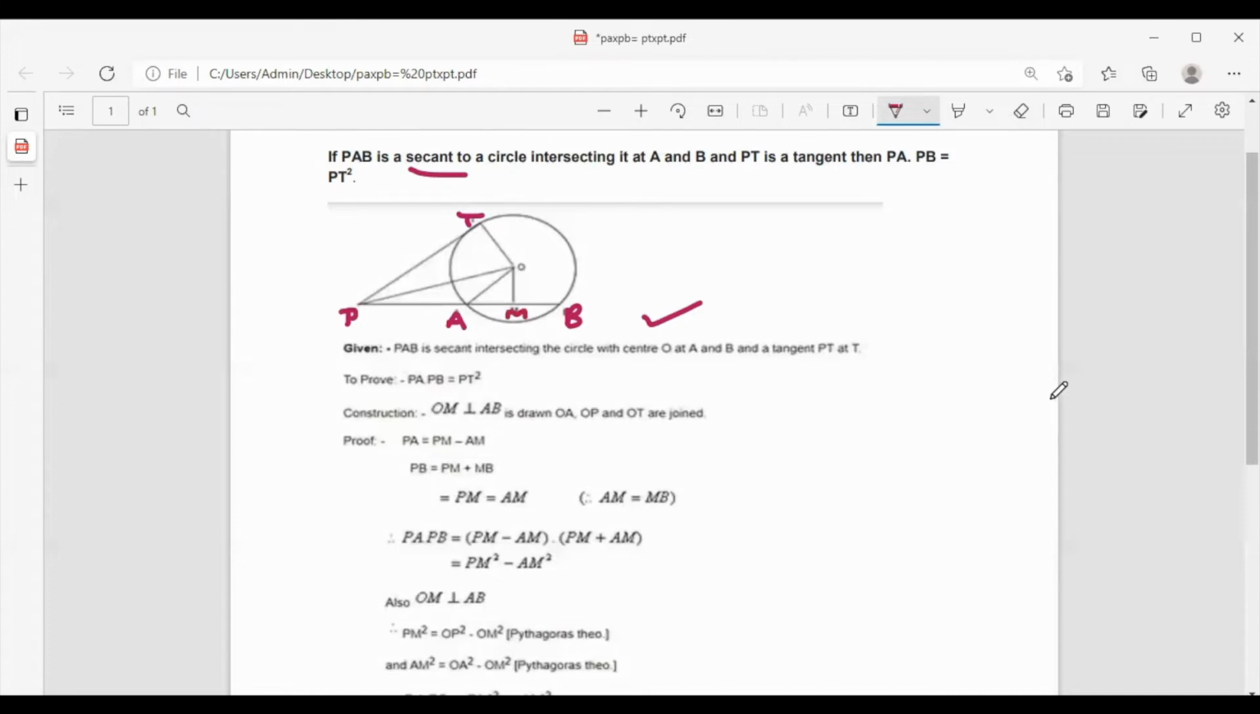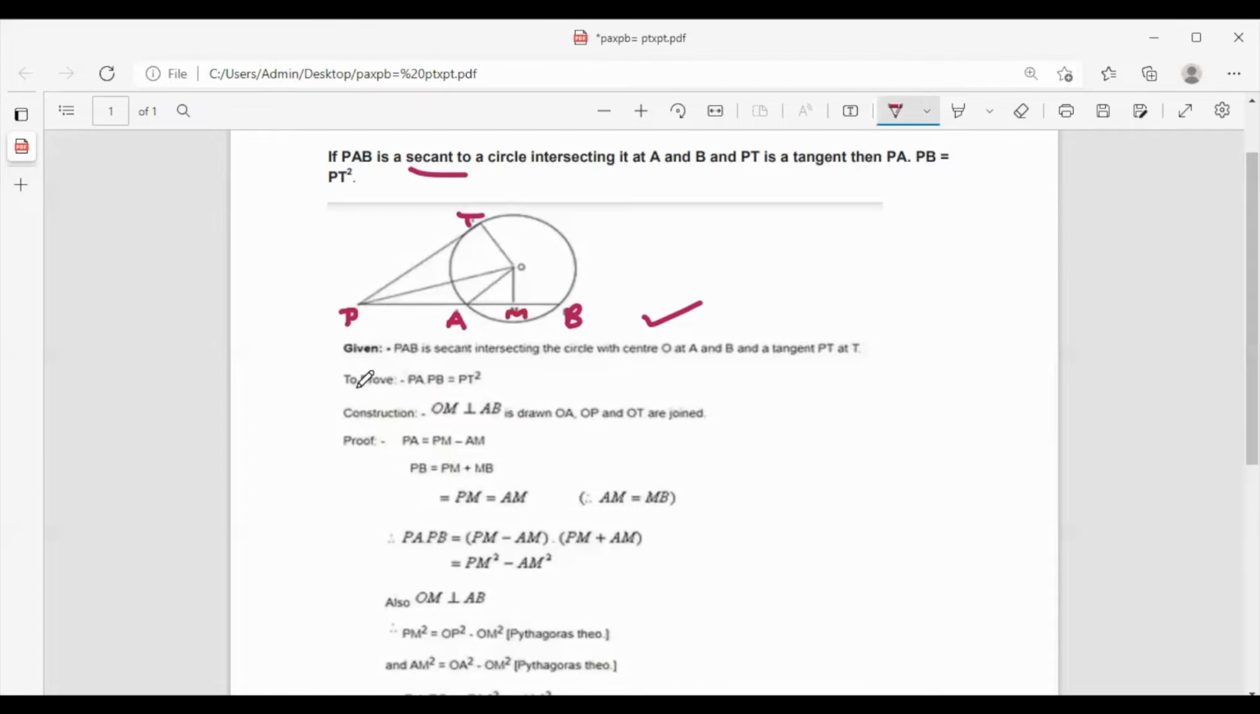First, I want you to understand the main difference between a secant and a tangent. A secant intersects the circle at a minimum of two distinct points. You may wonder whether chords are secants or not. Yes, chords are secants, but when extended. A tangent touches the circle at one point. So PT is a tangent and PAB is a secant. Now the main differentiation between a secant and a tangent is clear.